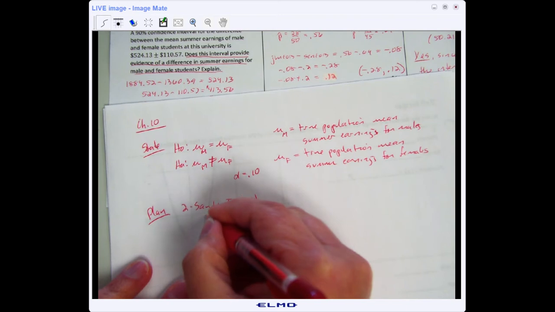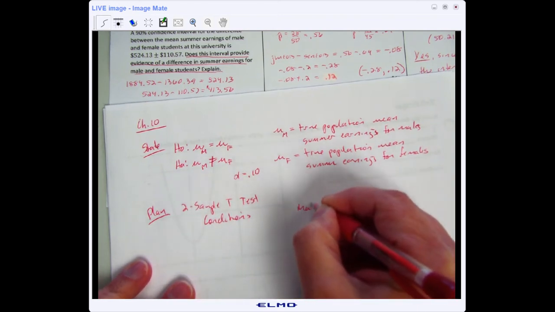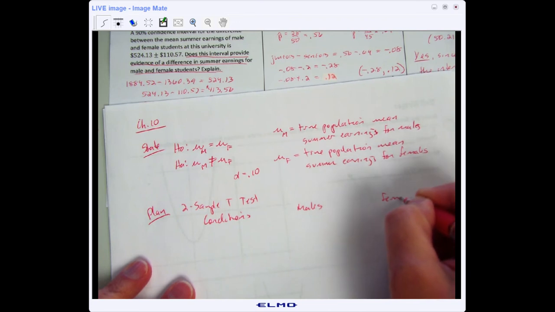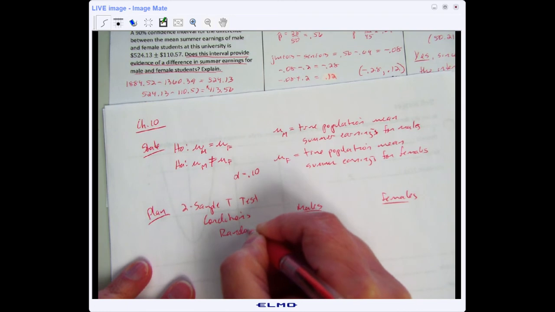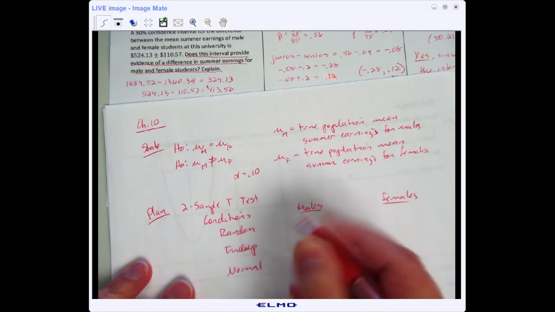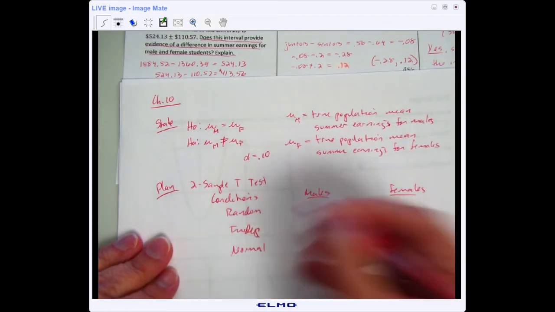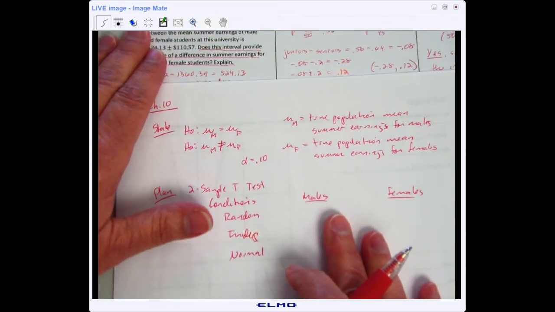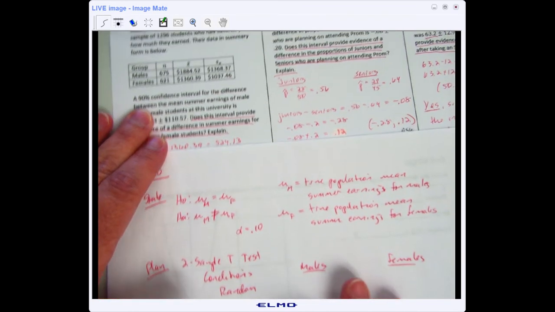All right, so I've got to go through my conditions, and I've got to go through them for the males and the females. Okay, so I've got to do random, independence, and normal. That's independence, let me fix that, for both males and females. And again, this scenario wasn't fully set up for a significance test, but I should be okay.